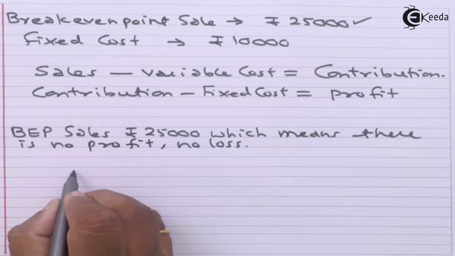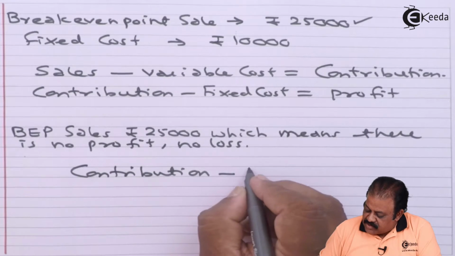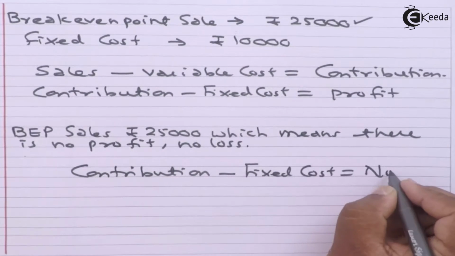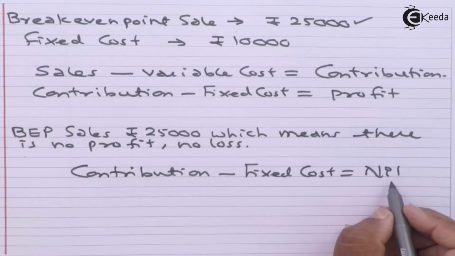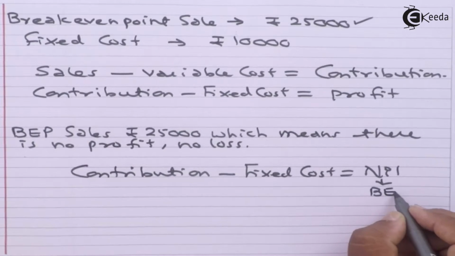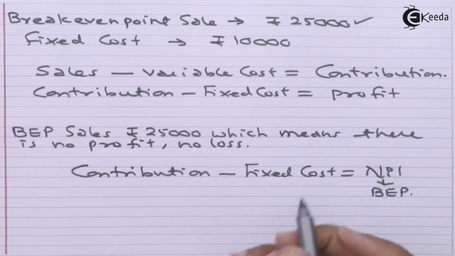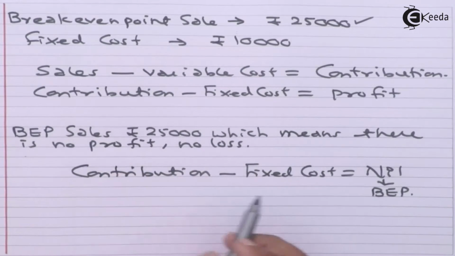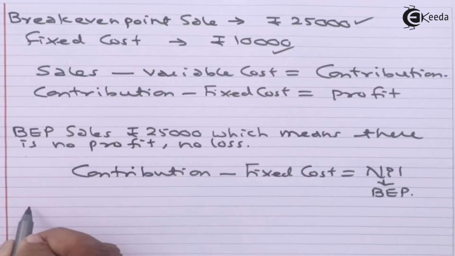When contribution minus fixed cost, we get nil amount. Contribution minus fixed cost, when we get nil amount, that situation is called as what? Situation of break-even point. Now here contribution we are required to find out and fixed cost is given 10,000.